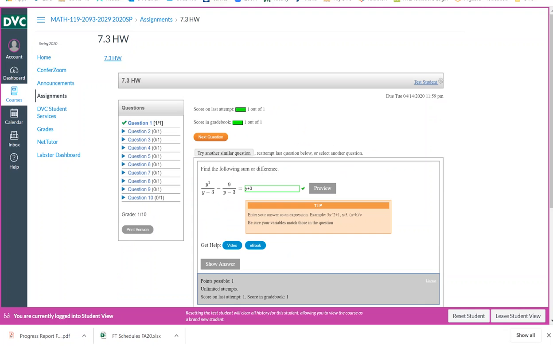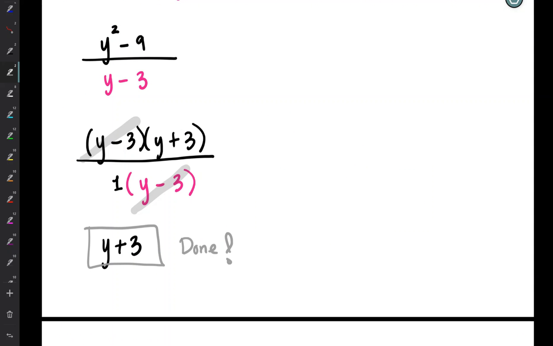Okay, and again, for future math classes, when I just look at y plus 3, there's nothing that y can't be. But remember, this came from a more complicated expression that did have a domain restriction. Y can't be 3. If y was 3, we would have a 0 in the denominator. So for future classes, you'll go ahead and say, note, y can't be 3. Excellent. We are done.